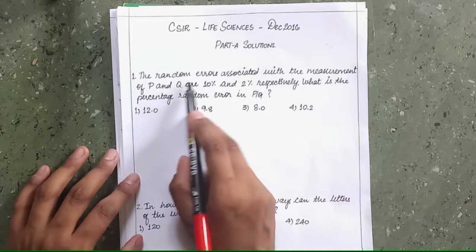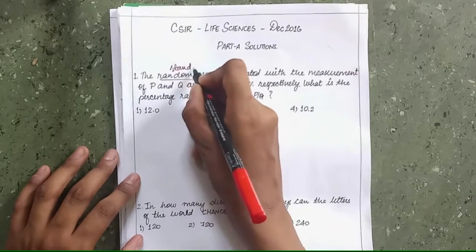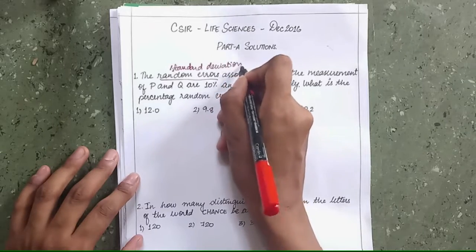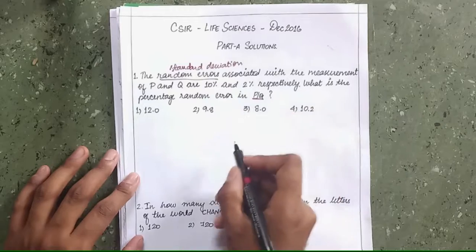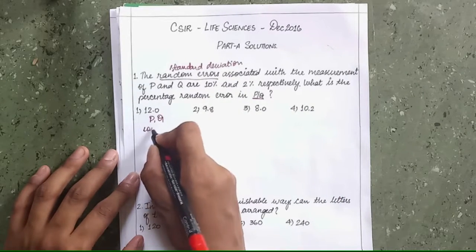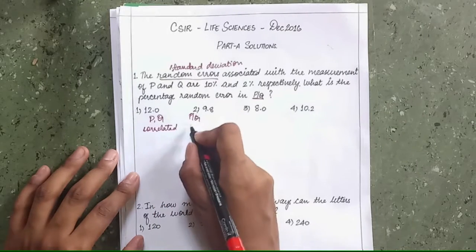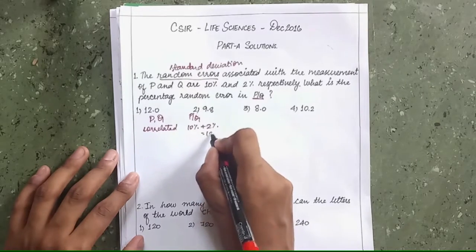Here, random error can be found by standard deviation. However, since the values are already given, that is for P it is 10% and Q it is 2%. So to find the random error for P by Q, there is a simple formula. If P and Q are correlated, then random error in P by Q is going to be the sum of the individual error percentages, that is 12%.